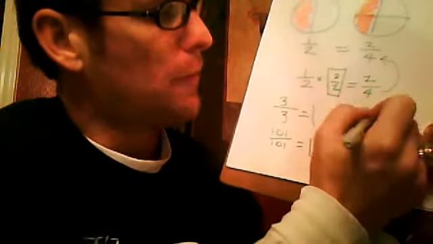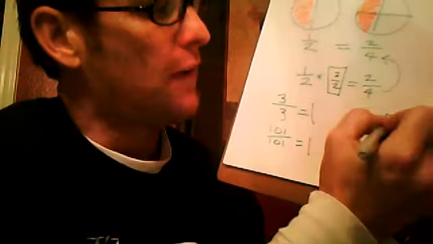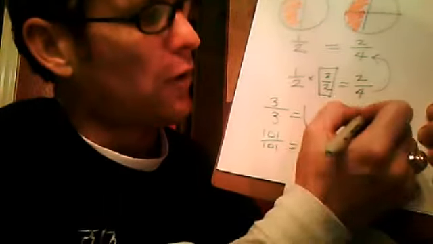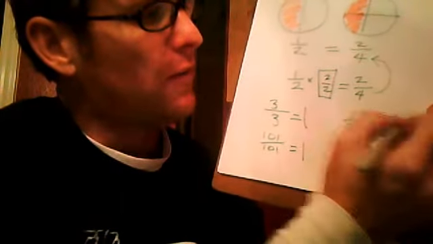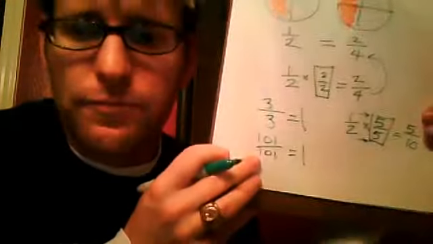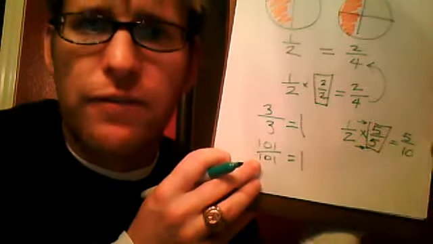Okay? What if I took that 1/2 and I multiplied it by 5 over 5? Again, I'm going to put a big box because that box tells me that's 1. I multiply across. 1 times 5 is 5. 2 times 5 is 10. So that's how we get equivalent fractions.